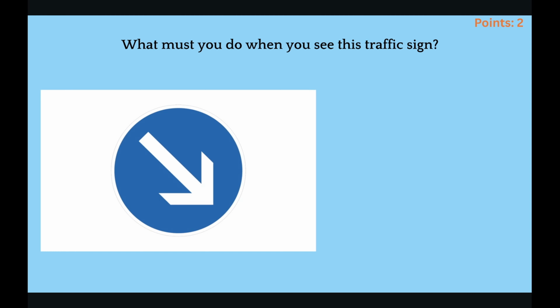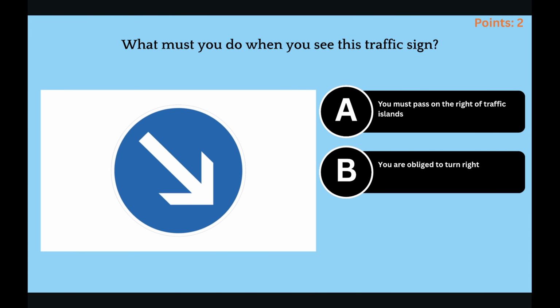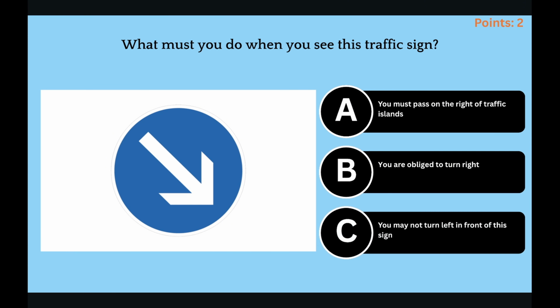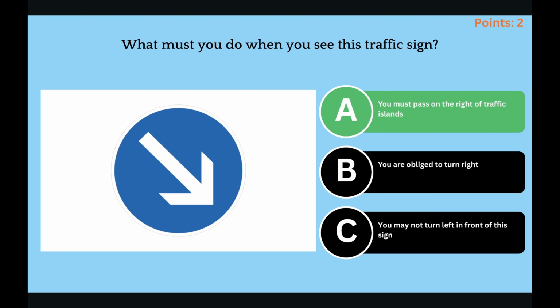What must you do when you see this traffic sign? A. You must pass on the right of the traffic island. B. You are obliged to turn right. C. You may not turn left in front of this sign. The correct answer is A.